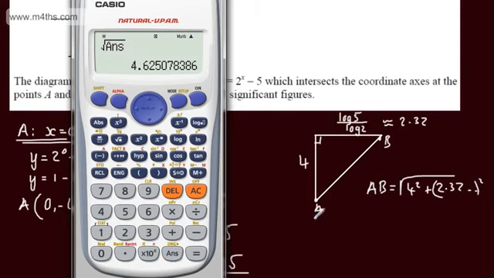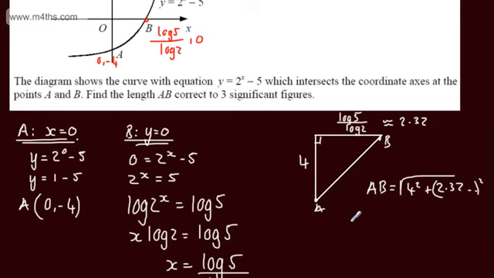That's going to give me 4.625. They want the answer to 3 significant figures. So we can say 4.63, and that's units. So that now gives us AB, the length. So all we've done is gone ahead and solved the equation and plugged the values in. So there's some basic work looking at exponential graphs of the form y is equal to a to the x, where a is a positive constant.